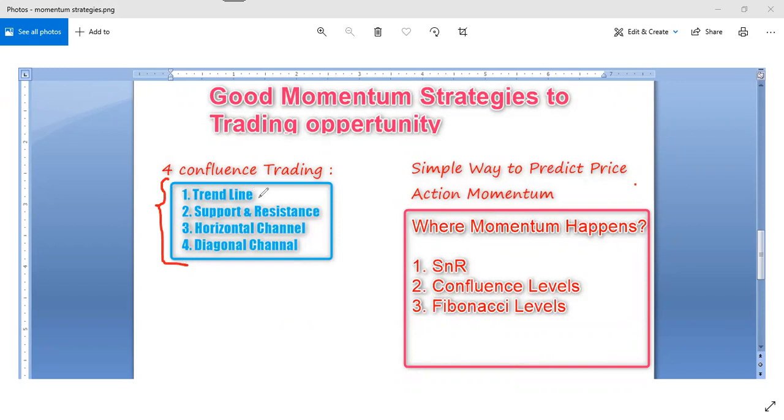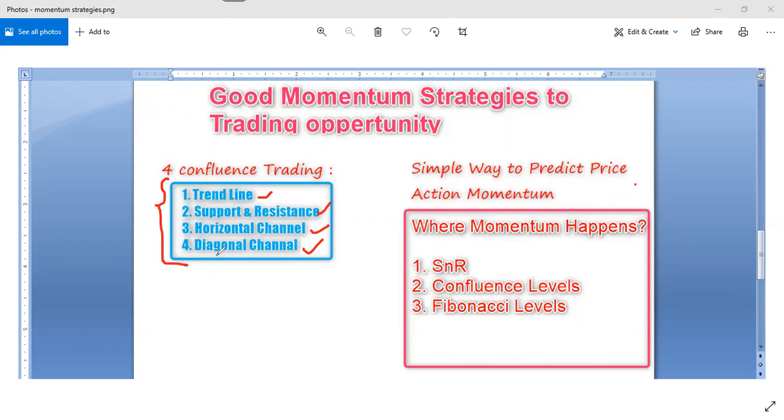One is the trend. Either you draw a trend line diagonally or horizontally, that depends on you. That opportunity can be expected. The second opportunity can be expected in support and resistance, and the third opportunity can be in the horizontal channel. We can also see it in the diagonal channel. So these are the four confluence levels we can see for a good opportunity to enter.